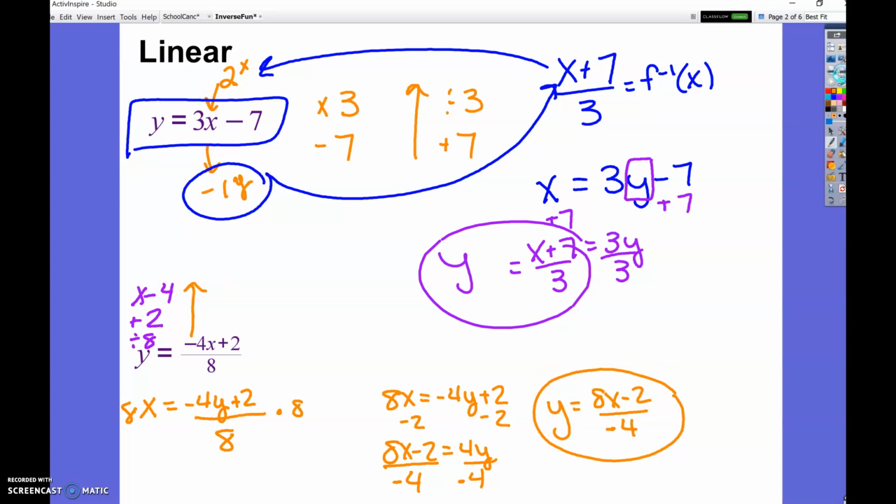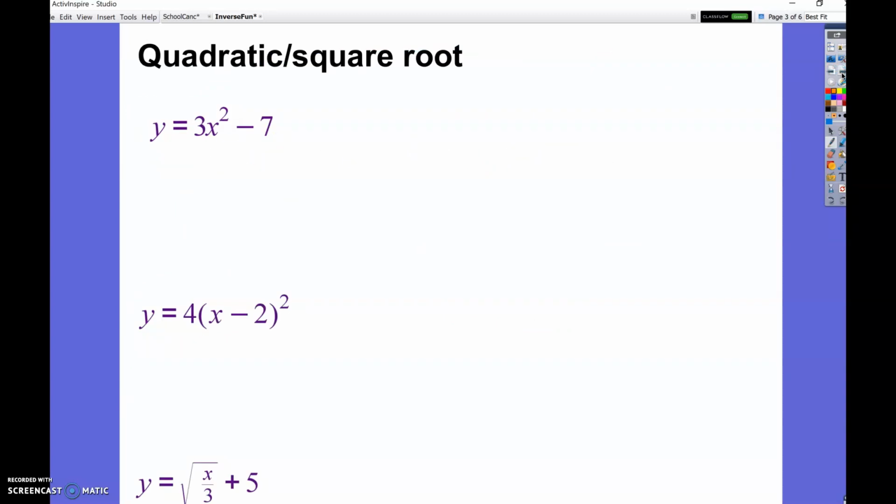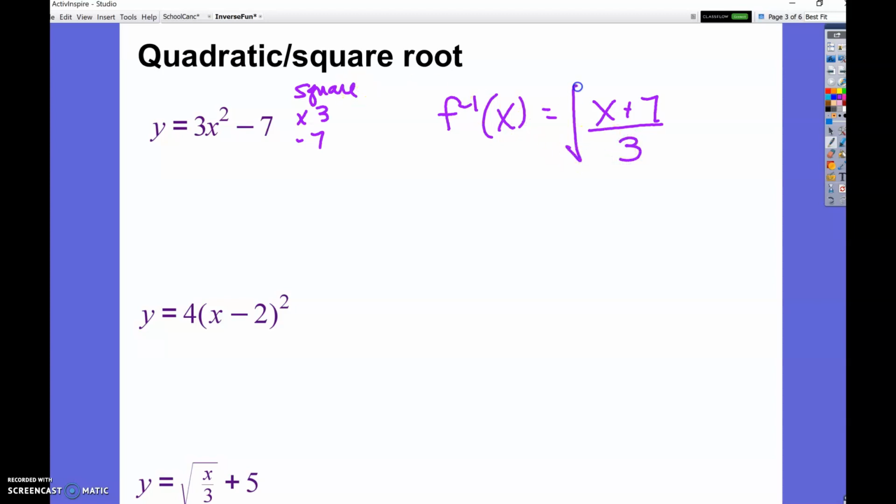Moving on to quadratics. We've got any kind of parabola. We remember we'd have to limit the domain, but let's assume all domains are properly limited and we would find the inverse. I'm going to do this one the old school way. First we would square it, and then we would multiply by 3, and then we would subtract 7. So my inverse is going to be: take my x value and add 7, and then divide by 3. Instead of squaring, I will square root all of that, and that should be our inverse.